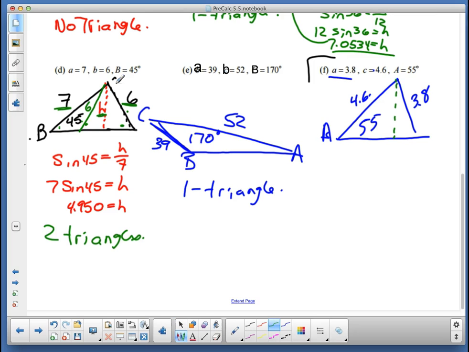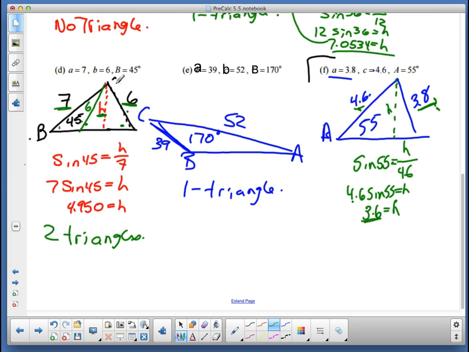So I really got to work in this situation. Again, this is smaller than this. If the 3.8 was much larger than this provided side, then I'd be totally saying it's one triangle. But because it's smaller, it's this situation I have to check. So I have to check the H. So again, sine of 55 is equal to H over 4.6. So 4.6 sine of 55 is equal to H. And crunching some numbers, you get 3.6.